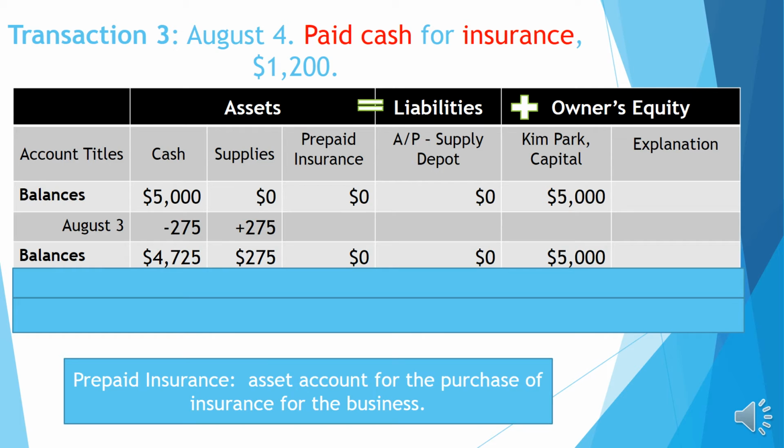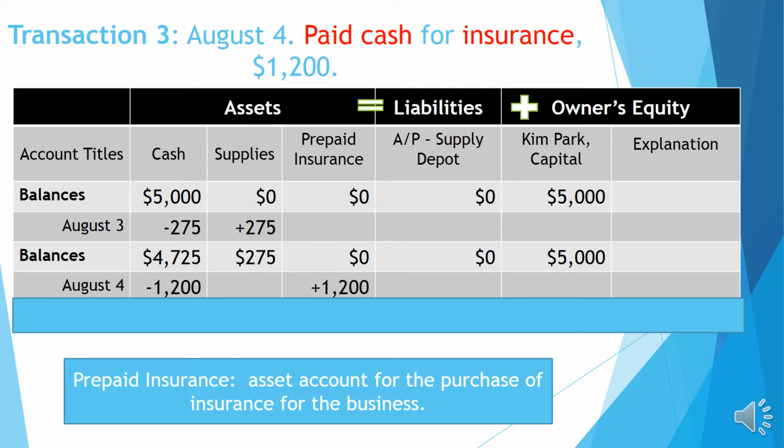The account that we will use for insurance is called prepaid insurance. The prepaid insurance account is an asset account for the purchase of insurance for the business to protect the business against loss such as fire, water damage, and building destruction. So let's record our entry. August 4th, our cash account will decrease by $1,200. Our prepaid insurance account will increase by $1,200. Why? Because we have more insurance.